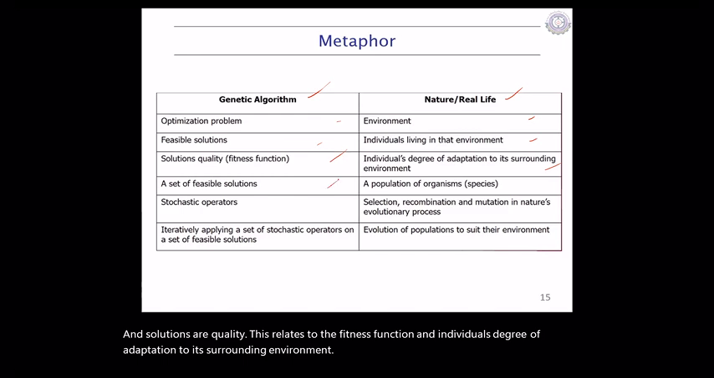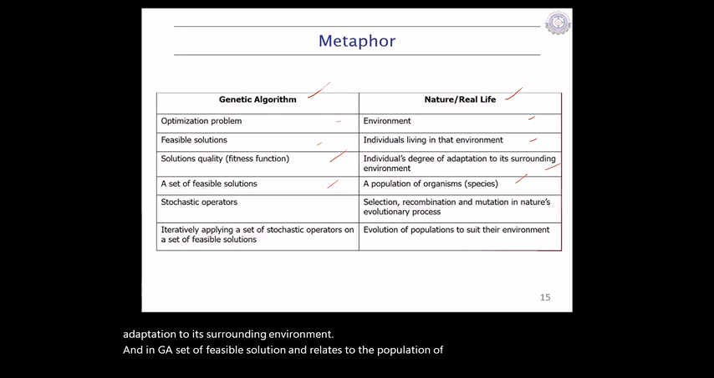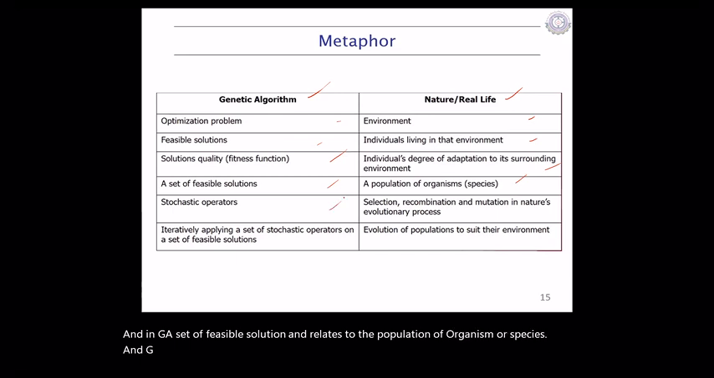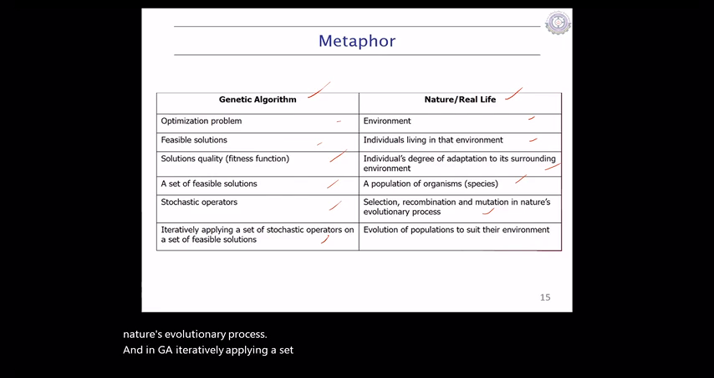And in GA, a set of feasible solutions relates to the population of organisms or species. And GA uses stochastic operators, and in nature or real life, these are selection, recombination, and mutation in nature's evolutionary process. In GA, we iteratively apply a set of stochastic operators, and in nature or real life, it is the evolution of a population to shift to their environment. So that is GA in real life or nature.